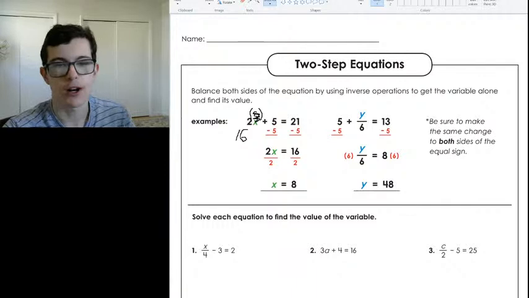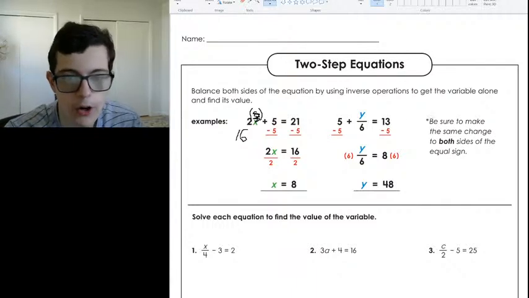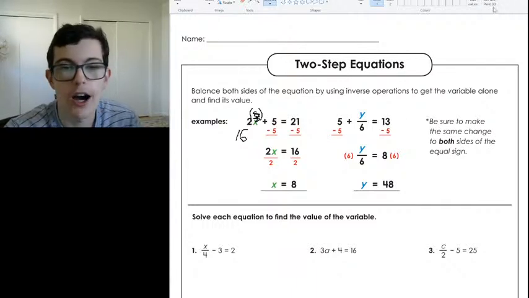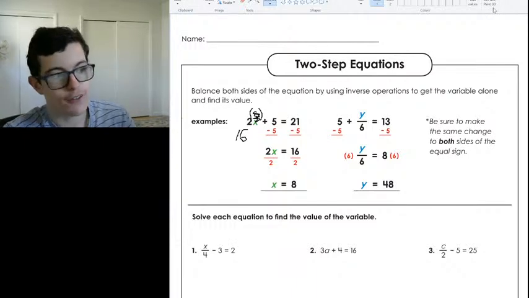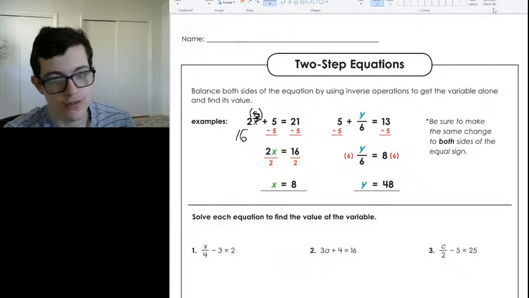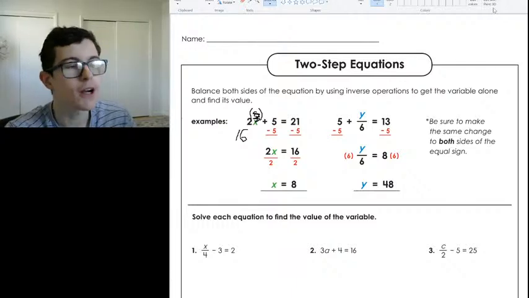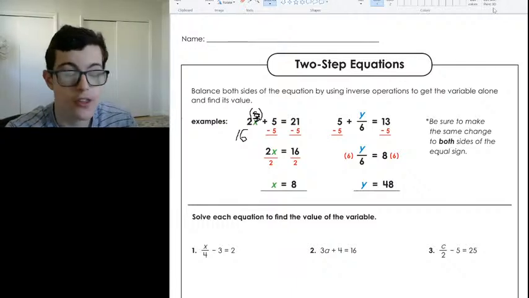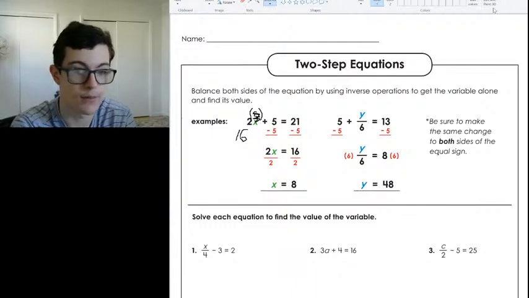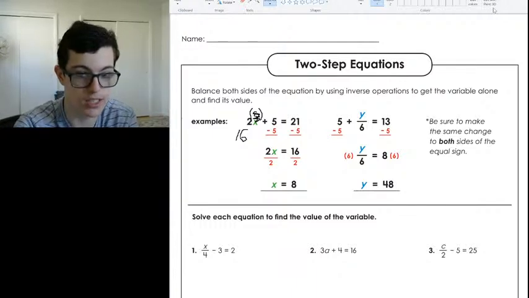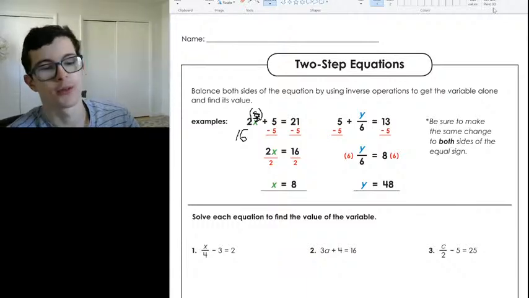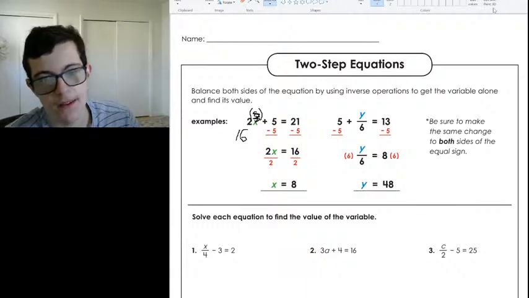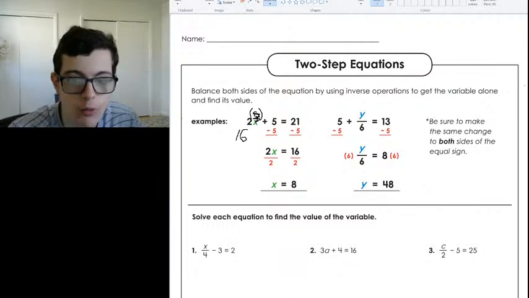Next, we're going to look at the next problem: 5 plus y over 6 equals 13. Once again, we're going to subtract 5 from both sides because that's the inverse operation of adding 5. But this problem is a little different in that this time our inverse operation is not division but multiplication, because it's y over 6, a division problem or a fraction. So we're going to multiply both sides by 6 to get y equaling 48.